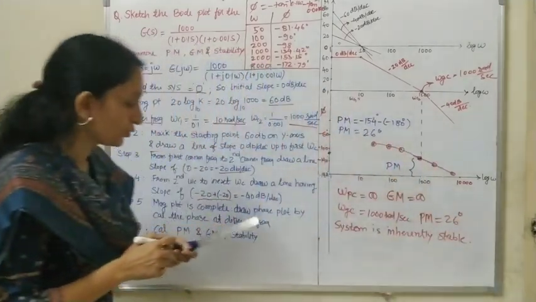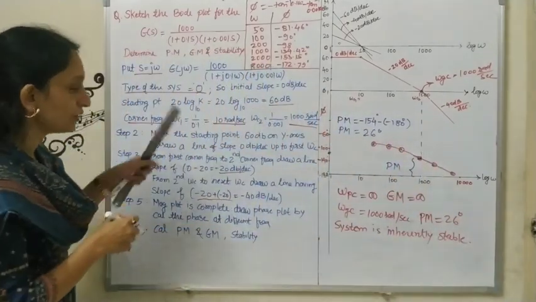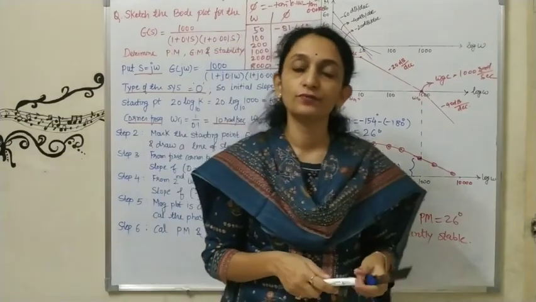So this is about drawing the Bode plot for a type 0 system.